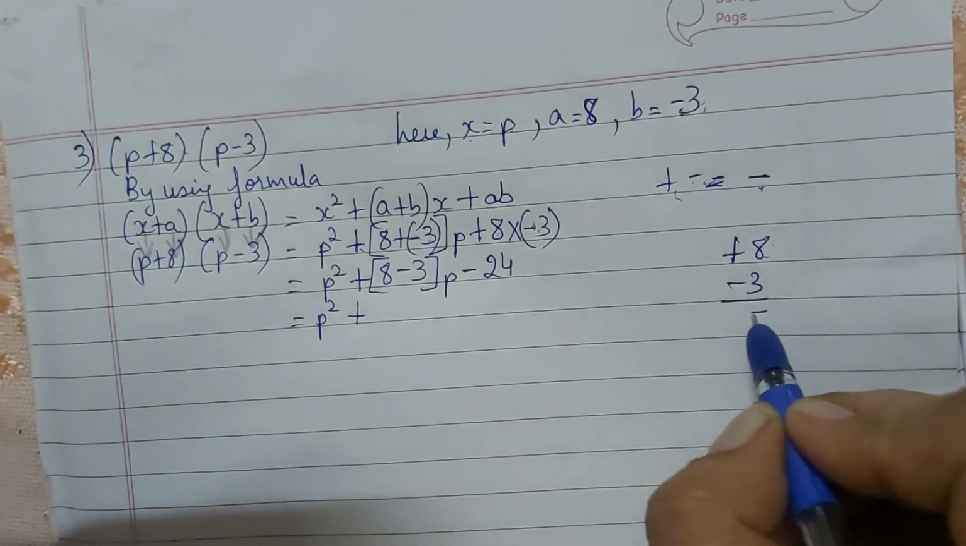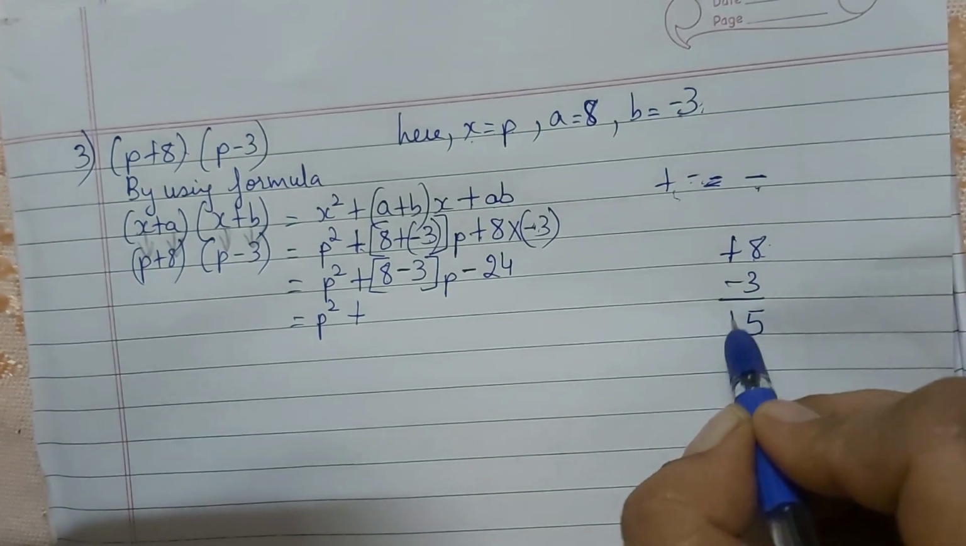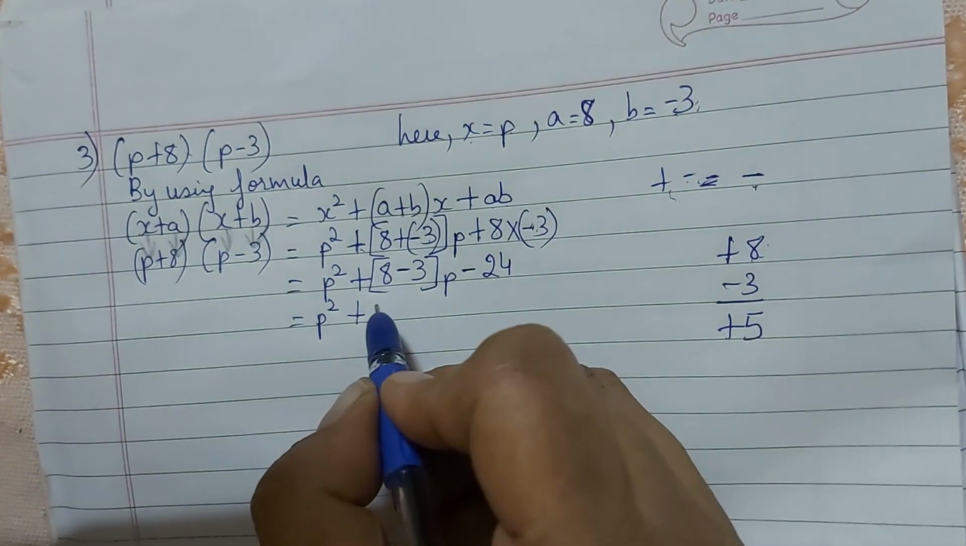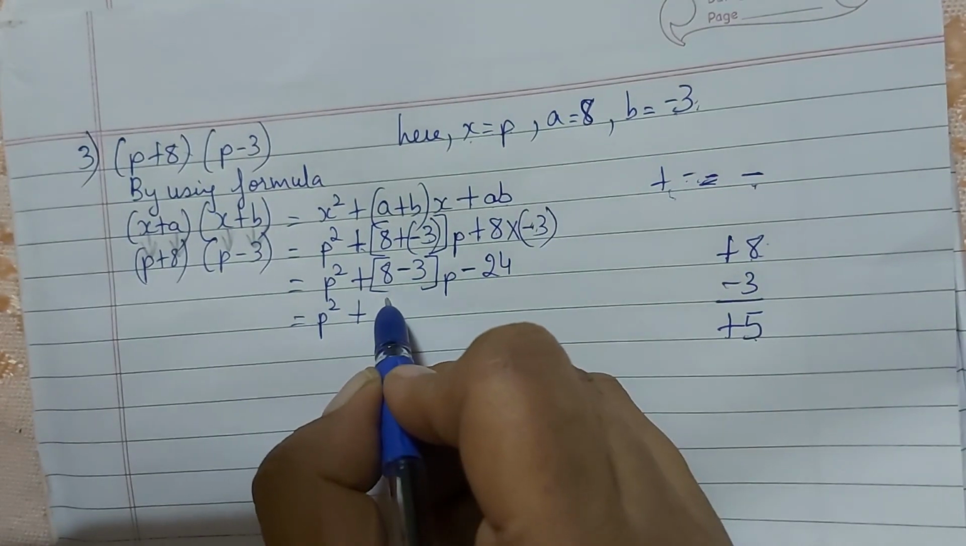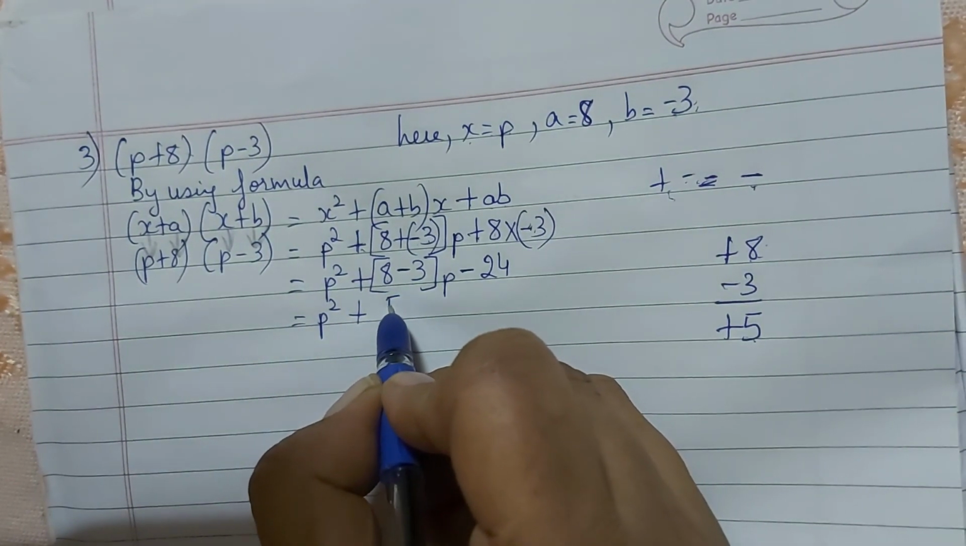8 minus 3 is 5. Bigger sign is plus, so plus will come. So we will put this 8 minus 3. How much is it? We got 5. So we will put 5.